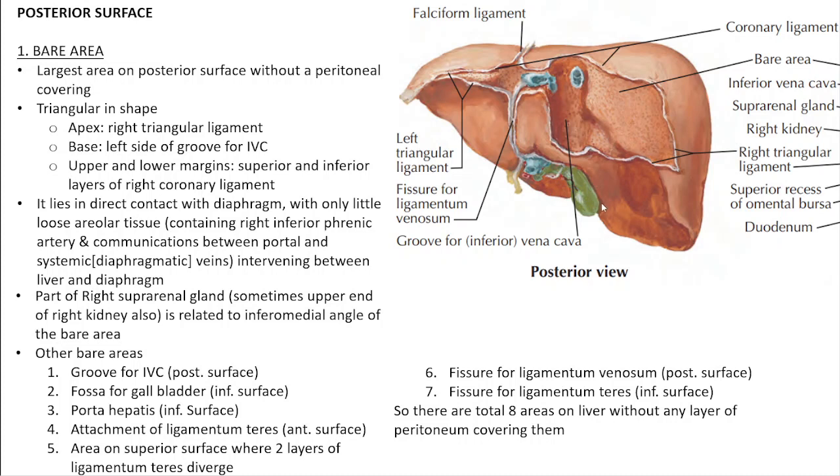of gallbladder is covered by peritoneum, its superior surface or supero-anterior surface is directly in contact with the cystic fossa, hence the cystic fossa also does not have any peritoneal cover, so that is also a bare area, right? So you should know all these 8 areas which do not have a peritoneal covering.